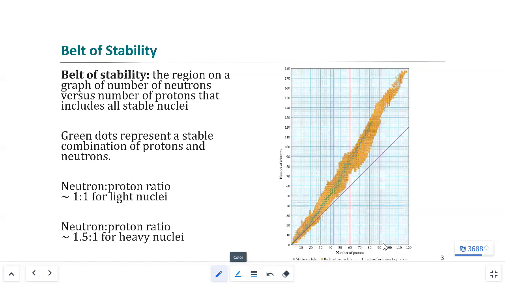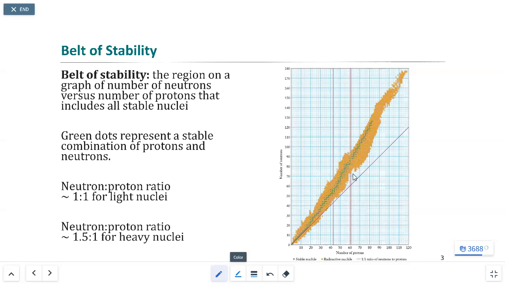Now, one way that we can measure stability, or at least predict stability, is using a graph like this. This graph is called the belt of stability. The belt of stability is relatively simple. On the vertical axis, I have the number of neutrons in the nucleus. On the horizontal, I have the number of protons in that nucleus. Each one of these dots, orange and green, represent a known isotope of a particular element.